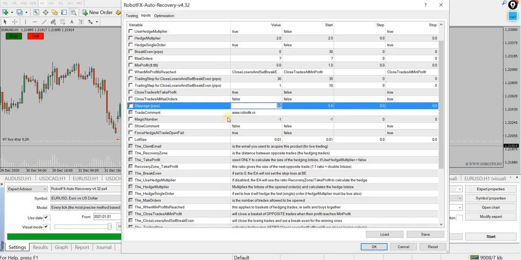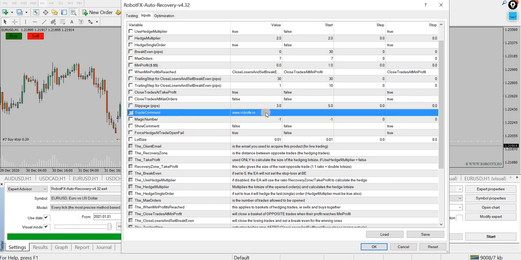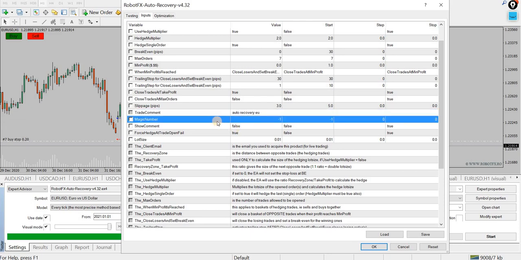Now there is the slippage. This is self-explanatory, set it to a higher or lower number of pips depending on, well, the broker. A trading command by default, well, our website. Change it to whatever you want. Just so you can better monitor trades managed by this expert advisor.